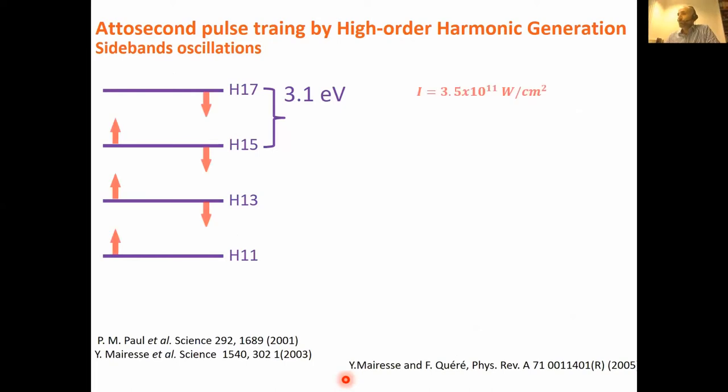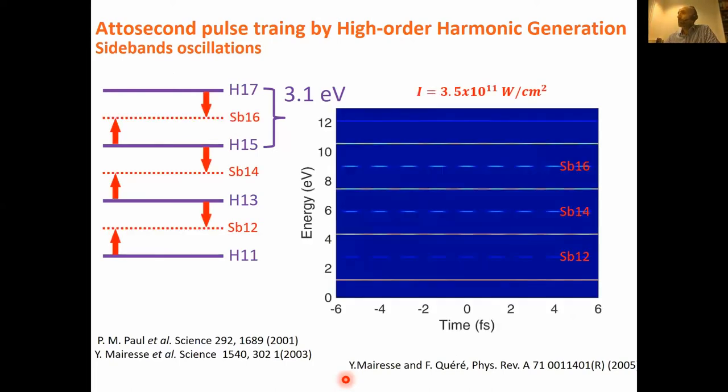Just to remind you, attosecond pulse trains are usually characterized using a RABBIT experiment, measuring the sideband oscillation with a weak infrared pulse. In the case of a typical titanium sapphire laser system, we have generation of odd harmonics with an energy distance of only 3.1 eV. When we add a synchronized infrared pulse, we just create one sideband between each couple of harmonics. And by measuring this oscillation, we can retrieve the relative phase and therefore the attosecond pulse structure.